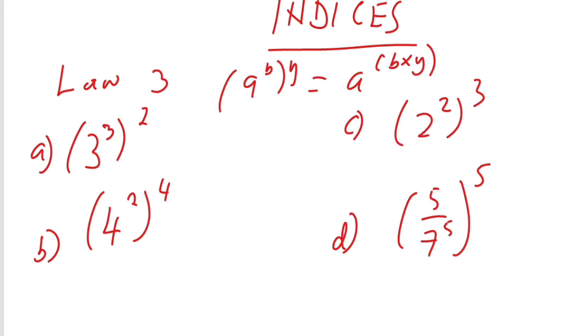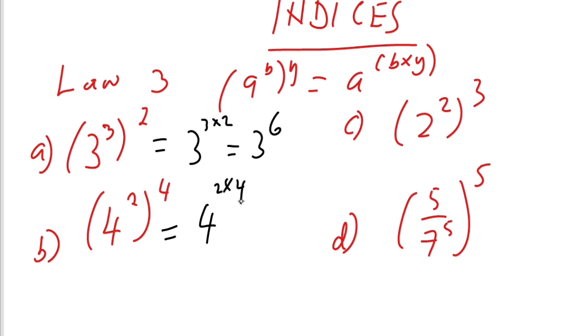Okay, for law 3, we say that if you have a power of a power, you multiply those two powers. So for example, question A, we have 3 to the power of 3, and in the bracket there's another power, which is 2. For this case, just multiply those two powers, 3 times 2, to give you 3 to the power of 6. For this one also, multiply those two powers, 2 times 4, to give you 4 to the power of 8. So very simple. Now you can pause the video and do those other two questions by yourself, try it out.